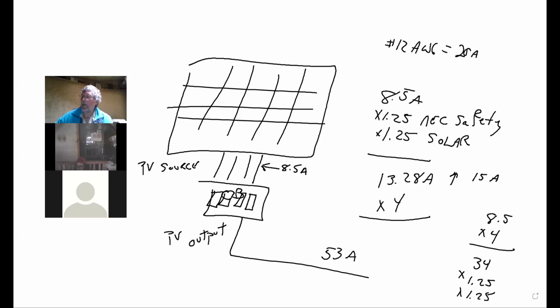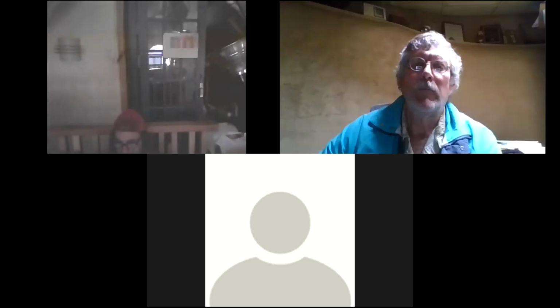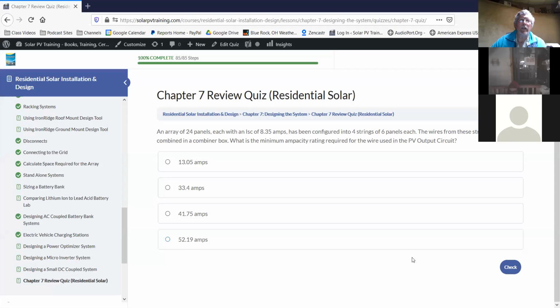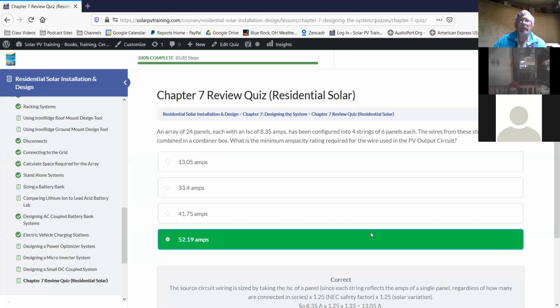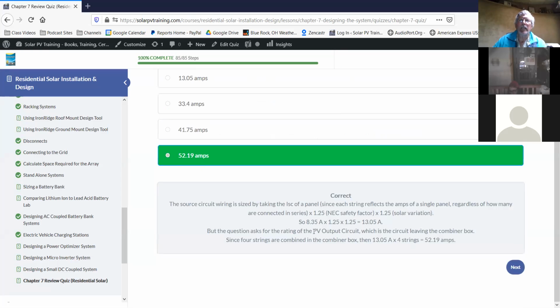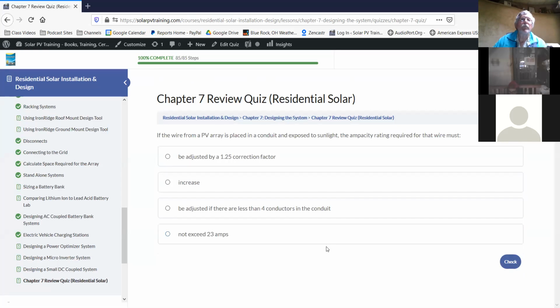Oops. So I'm going to take that off of there. Jump back in here. So we find 52.19, check, and that should be the correct answer. Boom. And it's telling us times that, 13.05, and then 13.05 times 4.